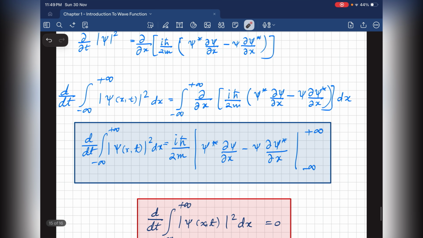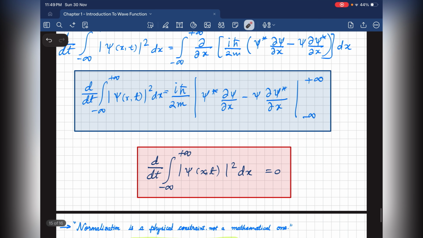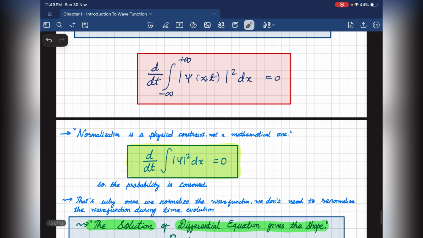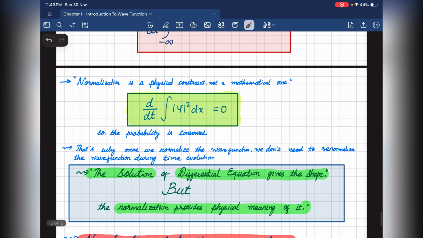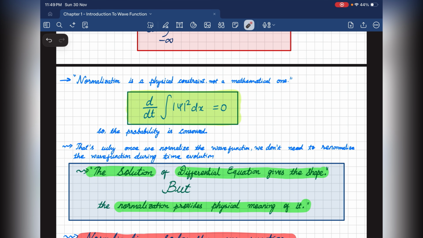So if we apply the limit, we can get this equals to 0. That means once we have applied the normalization condition onto the Schrödinger equation, we do not need to apply it for any instant of time. So we'll get 0. Normalization is a physical constraint. It's not a mathematical one. And that's why it is giving us the answer 0. So the probability is conserved. That's why once we normalize the wave function, we don't need to renormalize the wave function during time evolution.